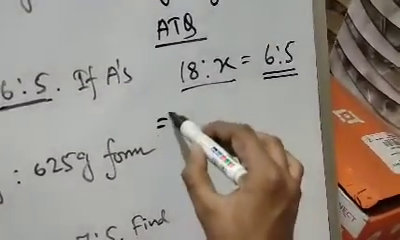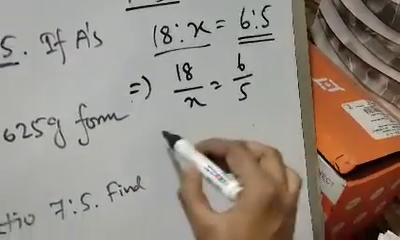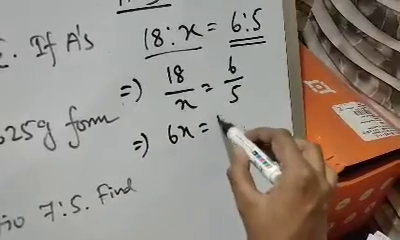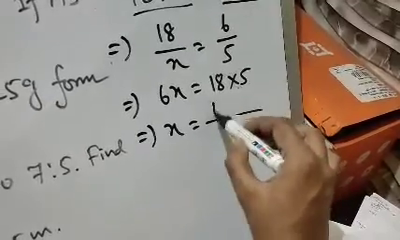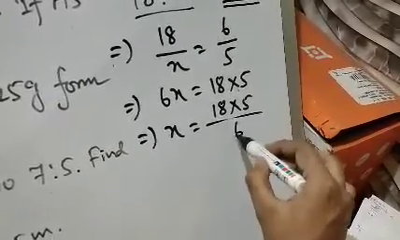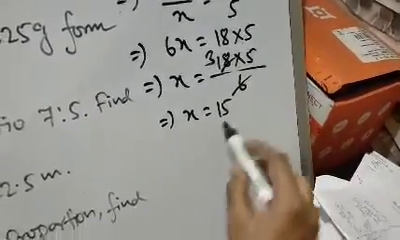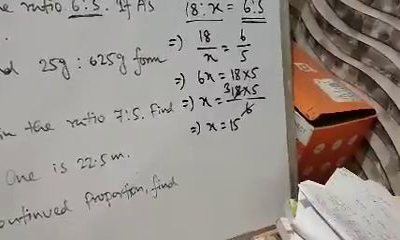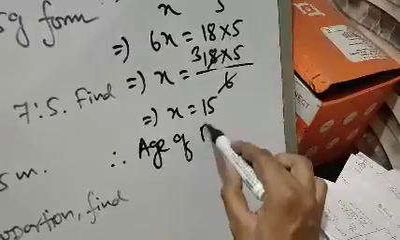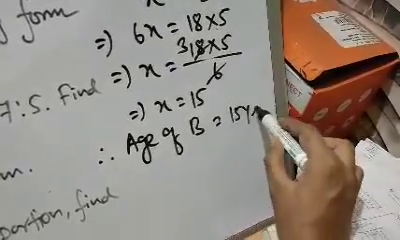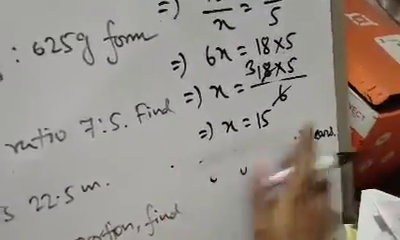Now simplify. 18 is to x means 18 by x, this is 6 by 5. So 6x equals 18 into 5. Therefore x will be 18 into 5 divided by 6. 6 3s are 18, therefore x will be 3 into 5, that is 15. So x will be 15, and therefore age of B is 15 years. So the right answer: age of B equals 15 years. This is your answer. Next.